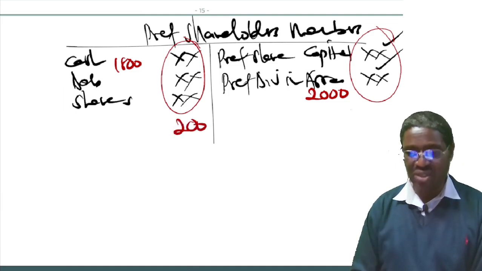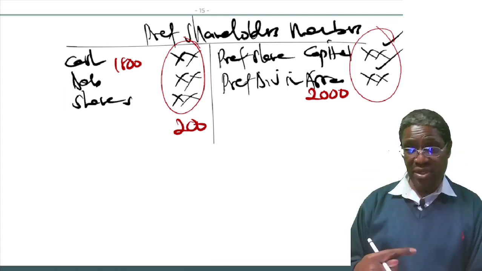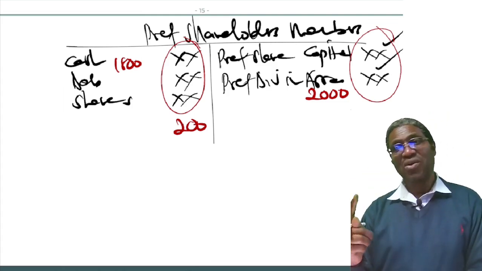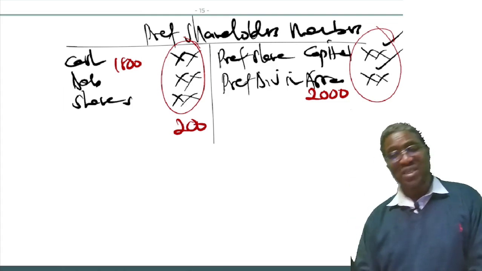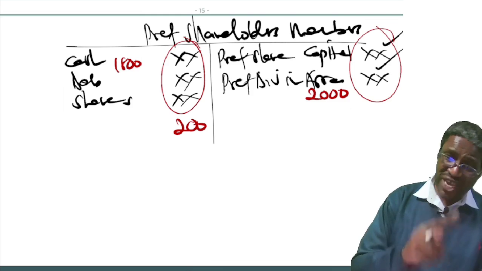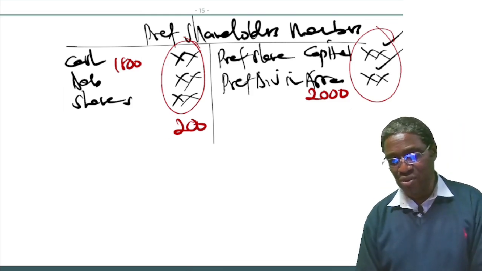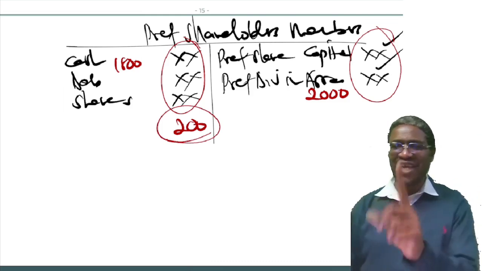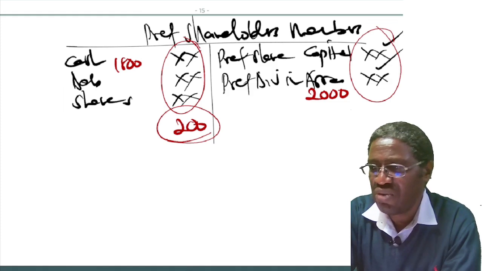The question is this: is that a gain to the company or a loss to the company? Remember, we owe them 2 million on the credit side, but I'm giving them 1.8 million as a payment on the debit side. Then there is a balance of 200. Is that a gain to the company or a loss to the company? Somebody chat and give me the answer.